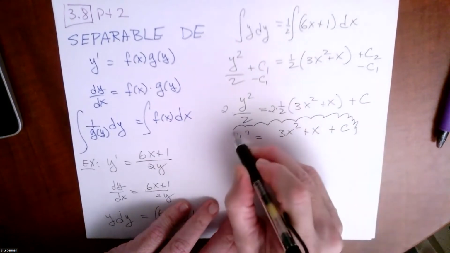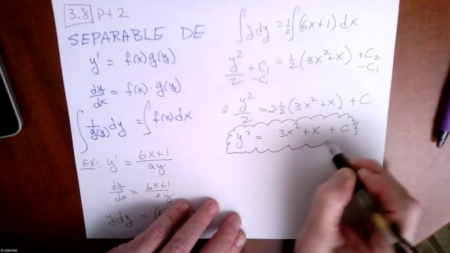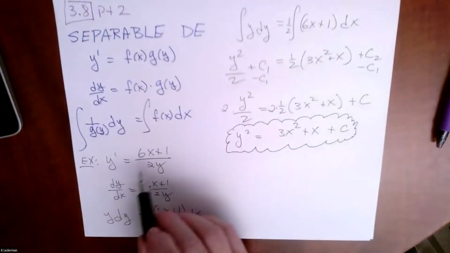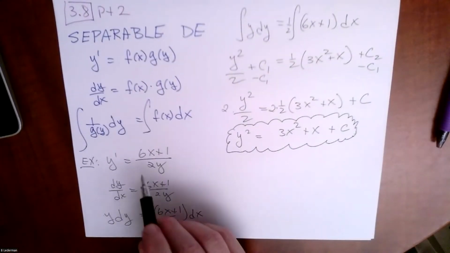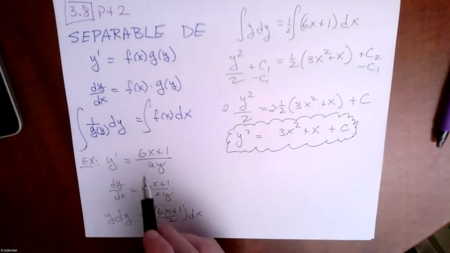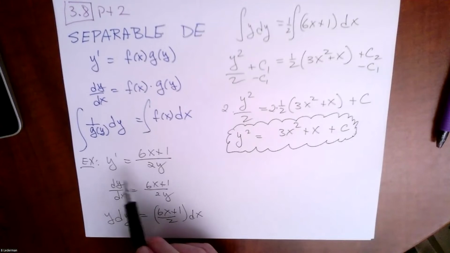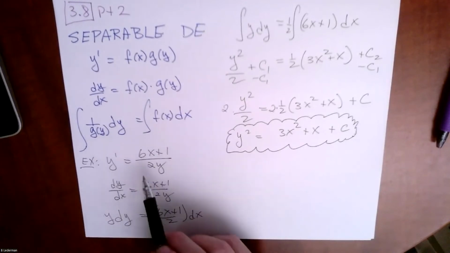I like making a little fluffy cloud here. I don't know why, I think it's horrible. We now have solved the differential equation. Now, what does it mean that we solved the differential equation? It means I no longer have any y primes. I have x's and y's, but no y primes.